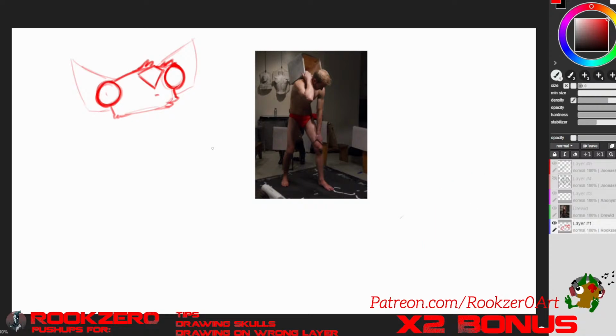The first thing I was going to say is that there's using reference from pictures and then there's copying reference from pictures. And unfortunately, copying references from pictures is a good way to learn.